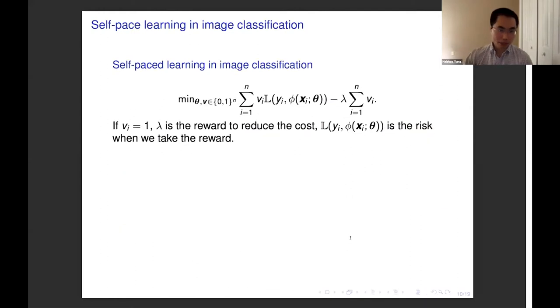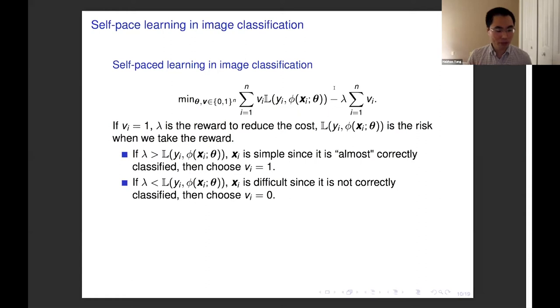Let us discuss in more detail about how we can carry out the self-paced learning procedure using this optimization model. As I said, lambda can be considered as the reward. If we take vi equal to 1, we have one reward to reduce the loss function. Correspondingly, if vi is equal to 1, then we might have some non-zero quantity here, which can be considered as the risk when we take the example xi. So we have to balance between taking the reward and the risk to minimize the objective function here. And this balancing idea can help us to carry out the idea of self-paced learning in image classification.